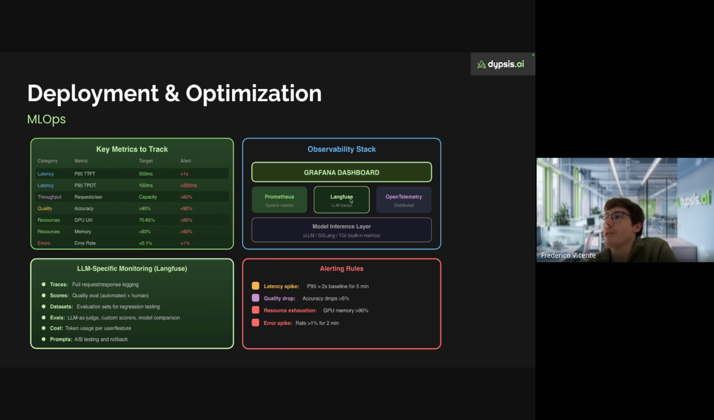For LLMs, normally LangFuse is also quite a popular library for this, to either control costs, understand the reasoning of an agent, how it's behaving. So it's very powerful, and it's very important to really keep track of these metrics and understand how your models and your deployments are going into the future.